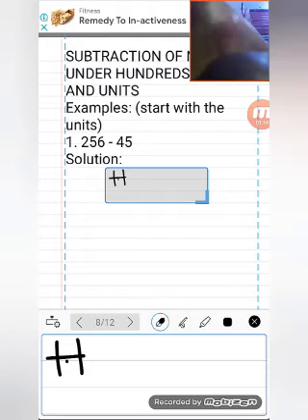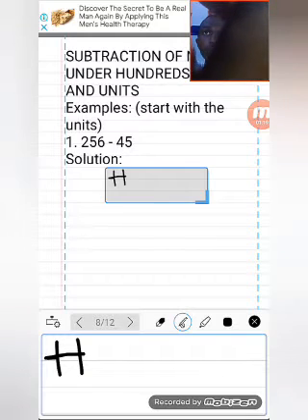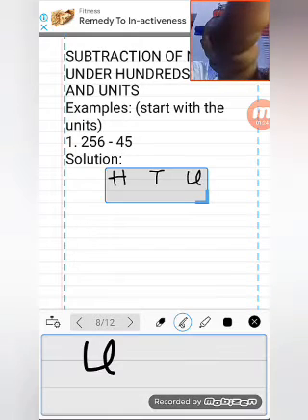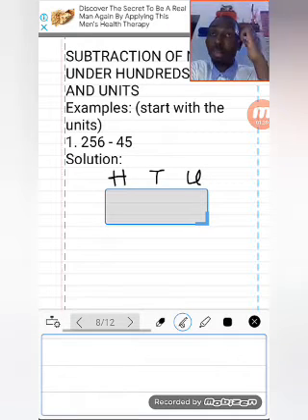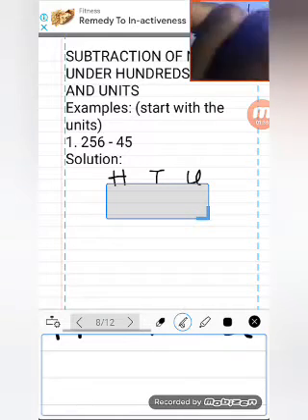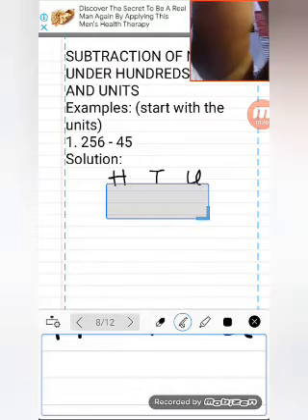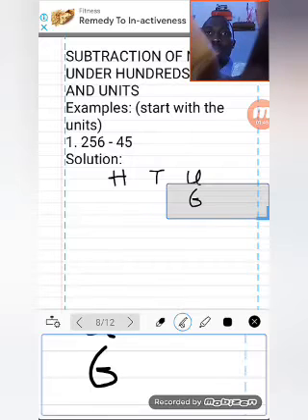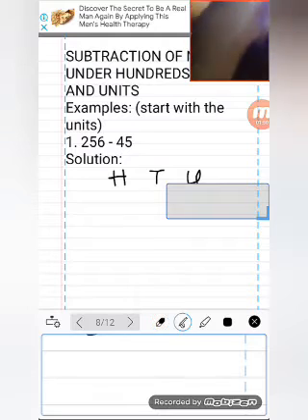Hundreds, then the tens, then the units. Good. So let's start writing the bigger number first, which is 256. For 256, we write the unit first. The 6 is the unit, so we write it under the U. Let's make this clearer.